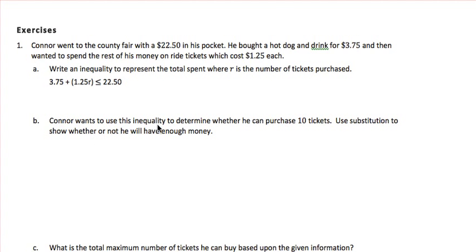Now Connor wants to use this inequality to determine whether he can purchase 10 tickets. So we're going to use substitution to show whether or not he'll have enough money. We'll rewrite our inequality, 3.75 plus 1.25 times 10. And then determine whether that is actually less than or equal to 22.50 or not.